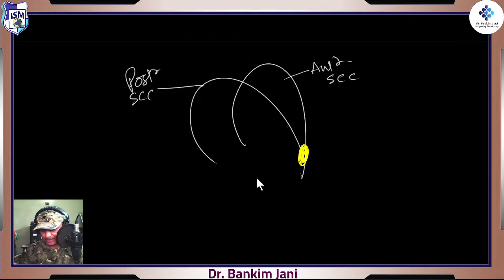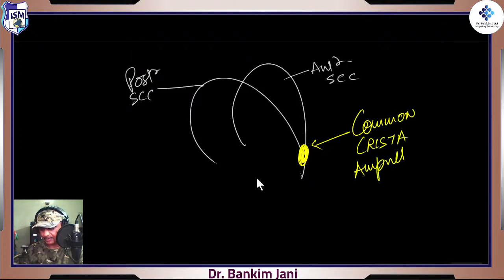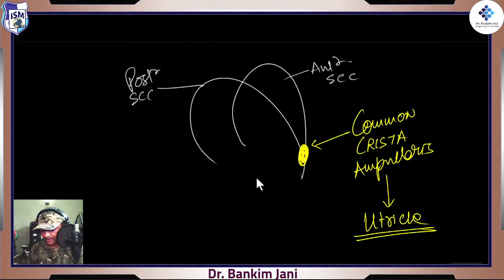So this crista ampullaris for both of them is one. That is the common crista ampullaris, and that is what will open directly into the utricle. This is important: the anterior and posterior canals, on the anterior aspect, have their separate crista ampullaris. But on the other side, on the posterior side, it is common.